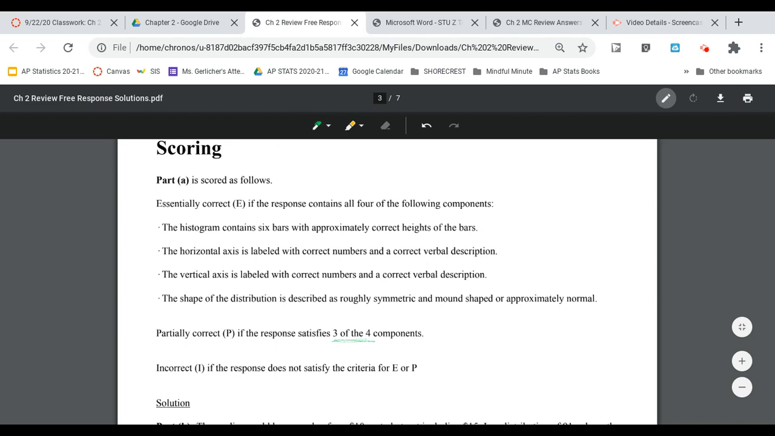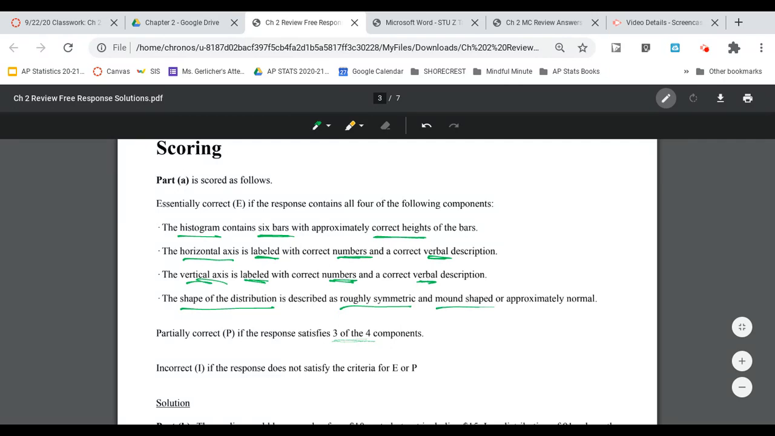Okay. So essentially correct, they're looking for 2 things. They're looking for a histogram, with 6 bars and the heights correct. They're looking on the horizontal axis that it's labeled with numbers and words, and the vertical axis is labeled with numbers and words. And then also that the shape of the distribution is described, and there's lots of ways you can do it. You could say roughly symmetric. Any ly word on symmetric would do it, so approximately symmetric, that kind of thing.